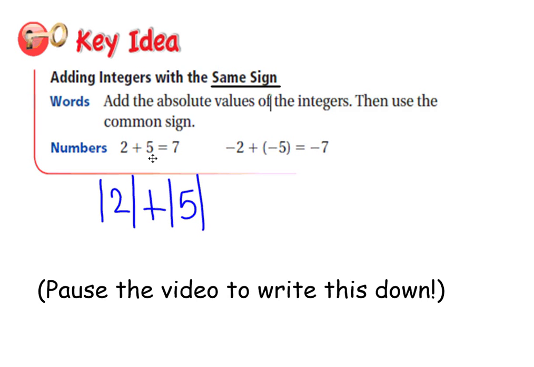So when we add the absolute value of 2 plus the absolute value of 5, we know the absolute value of 2 is 2. And we know the absolute value of 5 is still 5. So when we combine those two positive integers, we get positive 7.